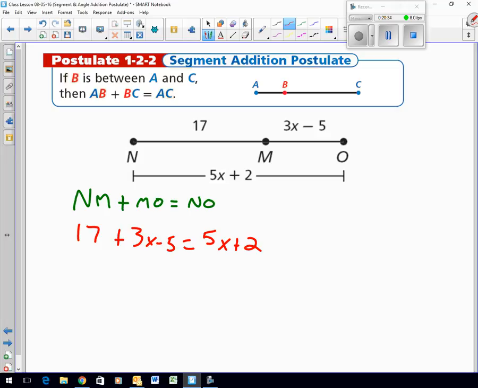Right? First step, combine like terms, right? You got to CLT it. Okay? CLT it. Combine like terms.